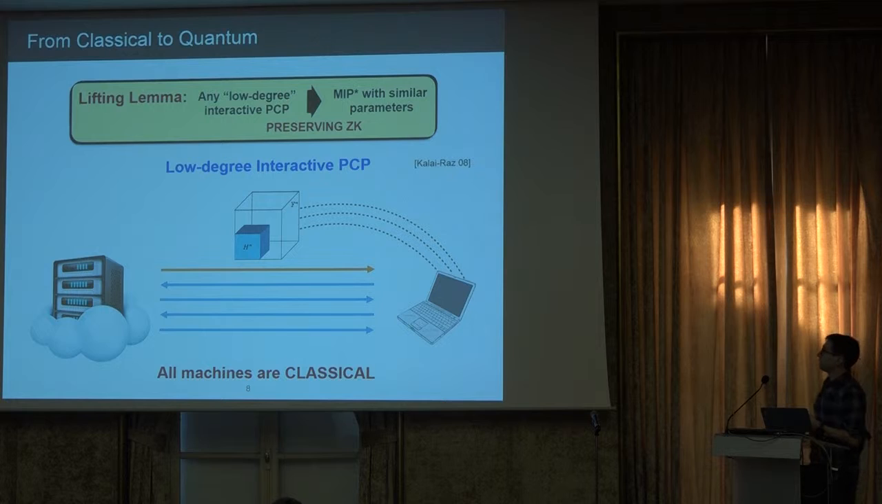A low-degree interactive PCP is a PCP where we're restricted to sending an oracle which is a low-degree function. So this means that it's some multivariate polynomial and it has bounded degree. And once we know that our underlying object is a low-degree interactive PCP, then we can lift directly to a multi-prover protocol that is secure against entangled strategies while preserving zero knowledge. So this transformation preserves zero knowledge.